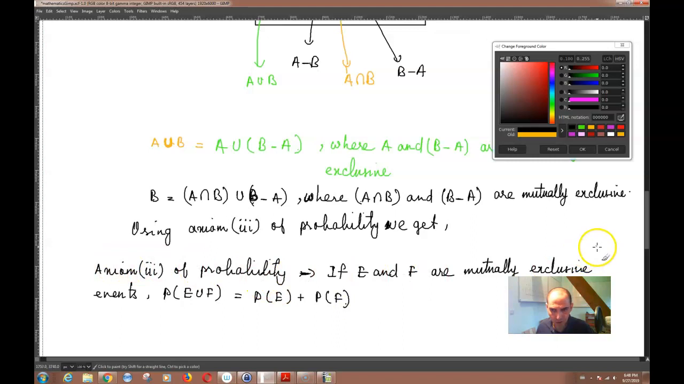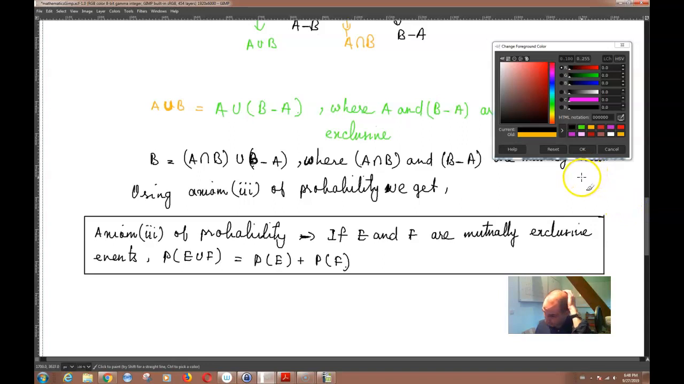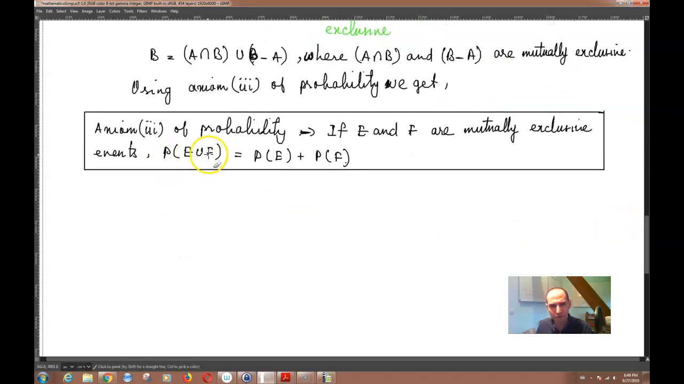Of course, we did not actually prove this, but, I mean, it makes logical sense that P of E union F is the same thing as P of E plus P of F. Of course, provided that these two are mutually exclusive, meaning that E and F are mutually exclusive. Otherwise, that's not true, right?